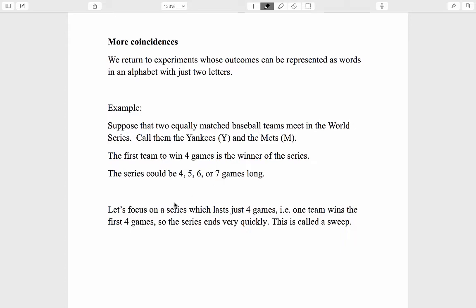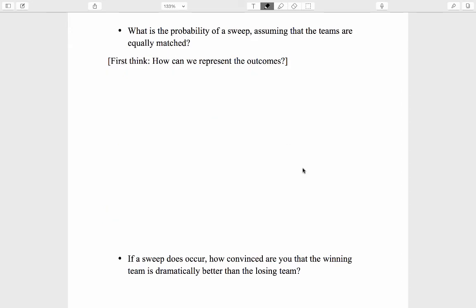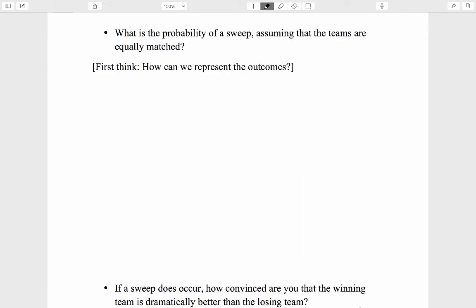Let's focus on a series which lasts just 4 games, the bare minimum, which means that one team wins the first 4 games and that's it. The series ends as quickly as possible. This is called a sweep. Now we can ask, what is the probability of a sweep, assuming that the teams really are equally matched? Let's first think, how can we represent the outcomes? Now remember that we're just focusing on the first 4 games. We will find out just by looking at the first 4 games whether a sweep occurs or not.